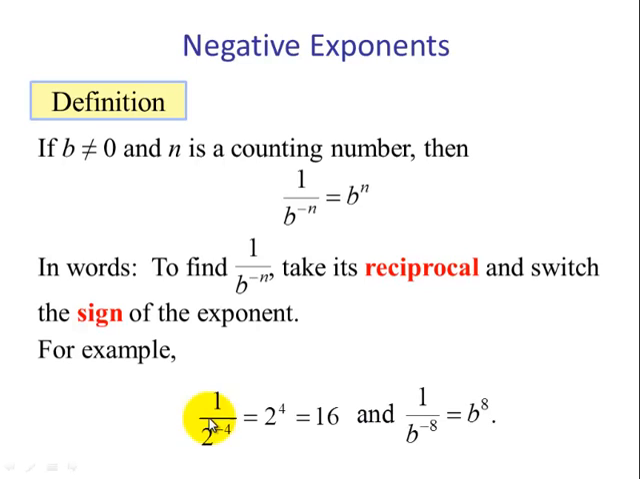For example, 1 over 2 raised to the negative 4 power, we want to move the base of 2 to the numerator, and that will change its sign, and we get 16. 1 over b to the negative 8, we move it up to the numerator, and we change the sign of the exponent. Let's do some more examples.